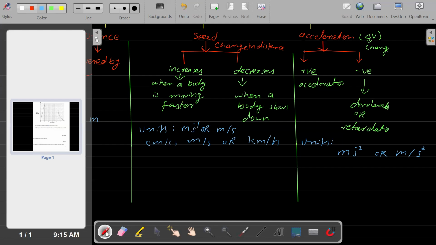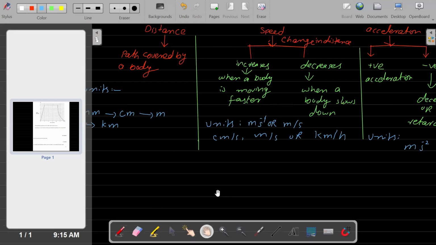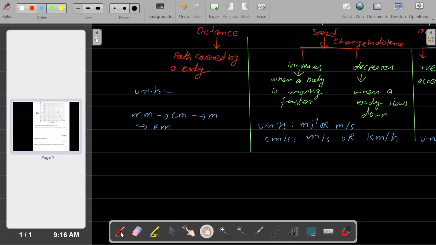Yes, miss. Okay, we are going to discuss some conversions now, because sometimes they say convert this unit into another, so we have to know how to do this conversion. First, we are going to discuss conversions for distance. These are basically unit conversions.